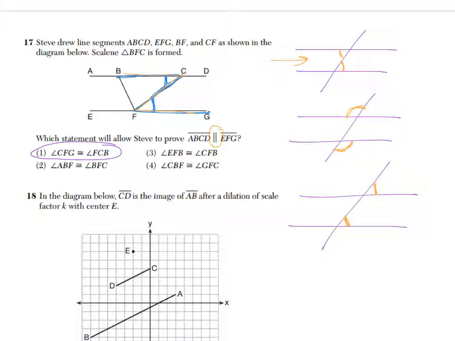If you just don't believe me or you want to see another one to prove why it's not, let's take a look at choice 2. I'll walk you through that one quickly. So choice 2 talks about ABF.